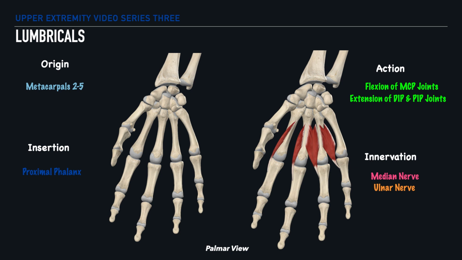Now let's take a look at some additional muscles of the hand. On the palmar aspect we have the lumbricals, which originate on metacarpals 2 through 5 and insert on the proximal phalanx of digits 2 through 5. The lumbricals perform flexion of the metacarpal phalangeal joints and extension of the distal interphalangeal and proximal interphalangeal joints. And the lumbricals are innervated by both the median and ulnar nerves.